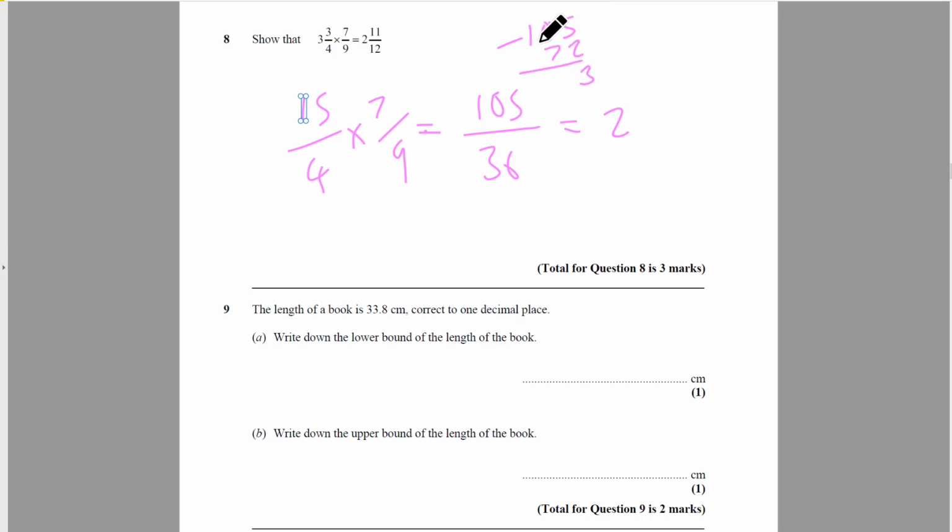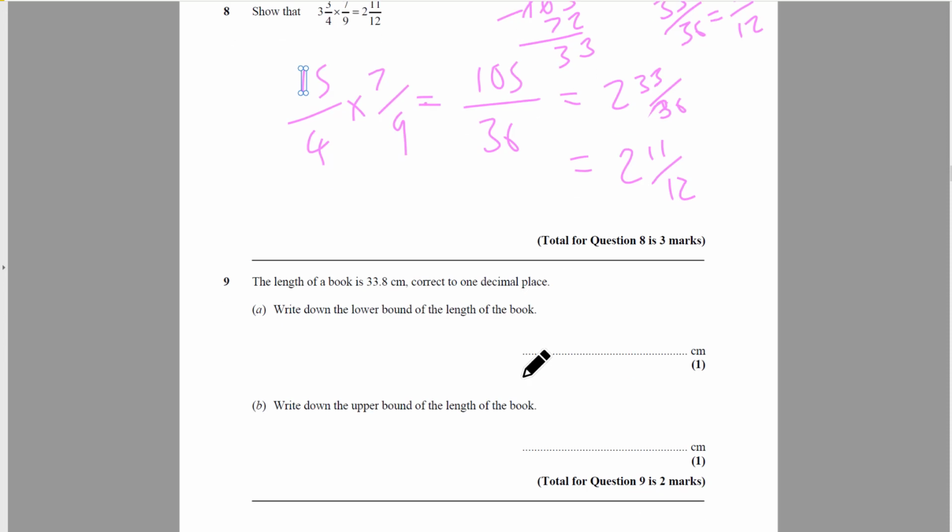And if you want to see what's left over, that's 3. So that's 10. What's left over is 33. So you've got 33 over 36 left over. Right. And we know 33 over 36 simplifies to 11 over 12. Because you divide top and bottom by 3, so that is an easy 3 marks.